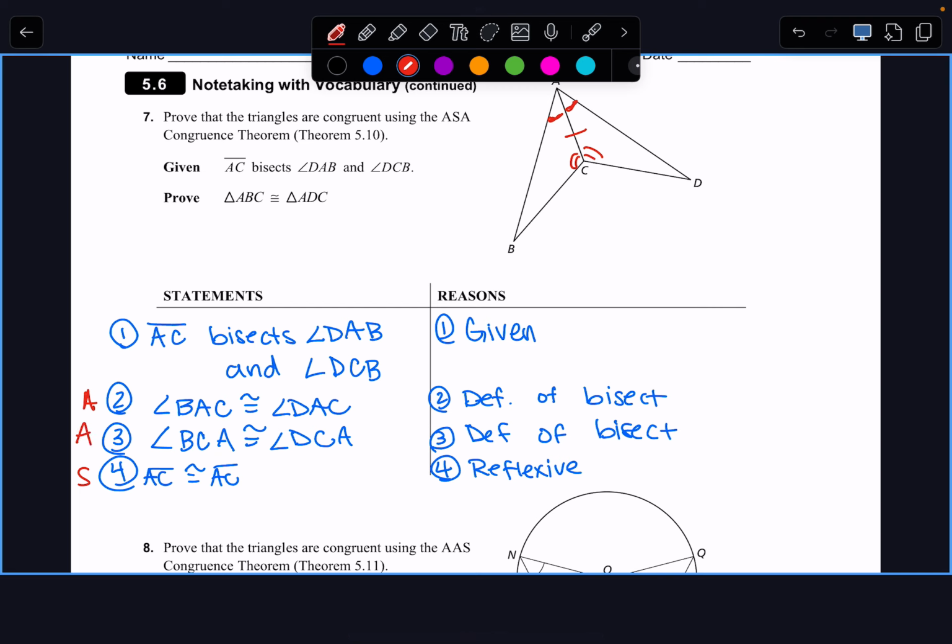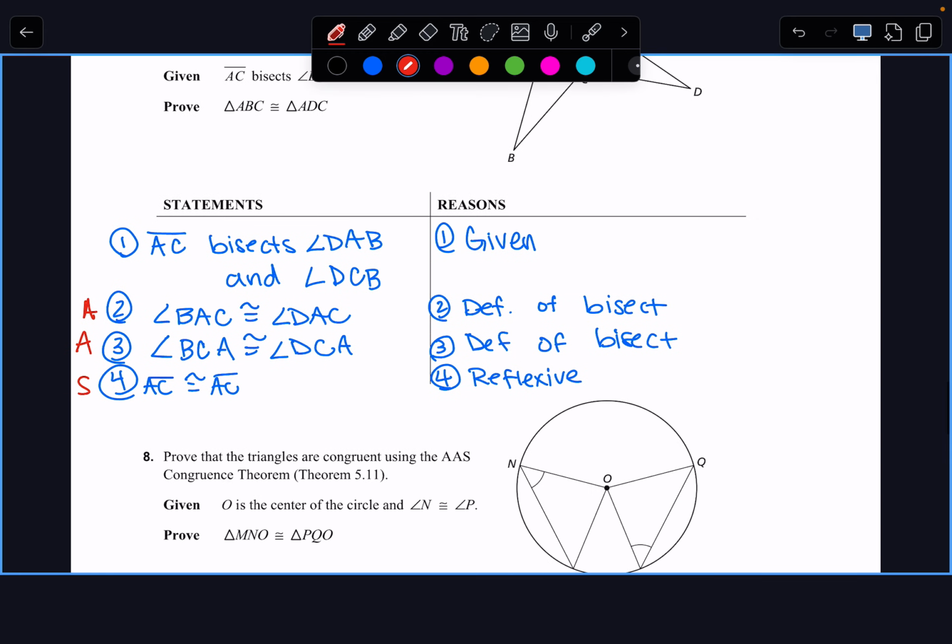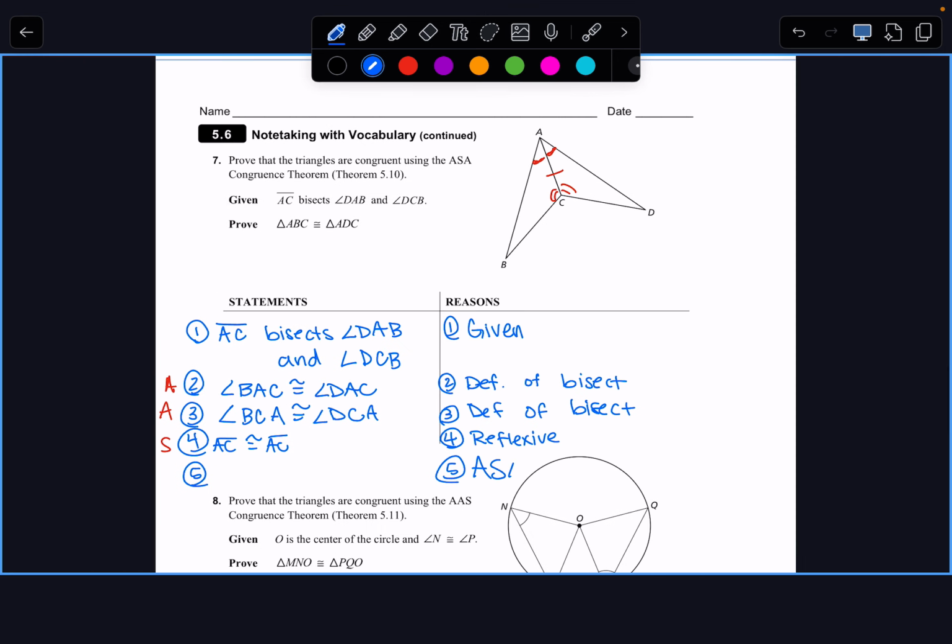Now, when we write our proof, our 3 things don't necessarily have to be in the order they're in the picture. I see an A and then an A and then an S, but in the picture, what is it? Angle, side, angle. Okay, so that's going to be our last reason. And then we know what this is. Like Avery was saying, triangle ABC is congruent to triangle ADC.